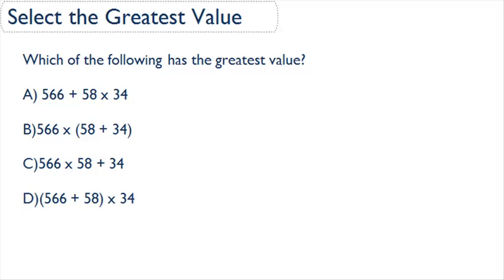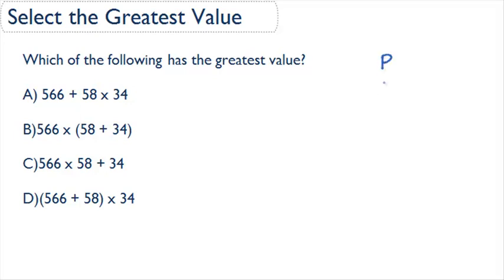Now let's talk about how to solve a problem that asks us to select the greatest value using order of operations. The question says, which of the following has the greatest value, and then gives us 4 choices. In order to do this, we're going to need to remember our order of operations.